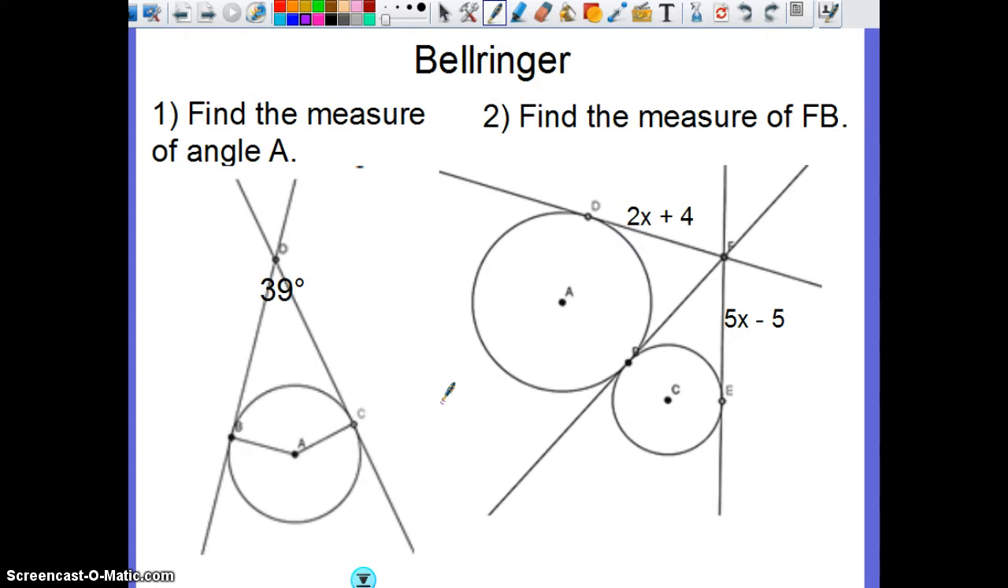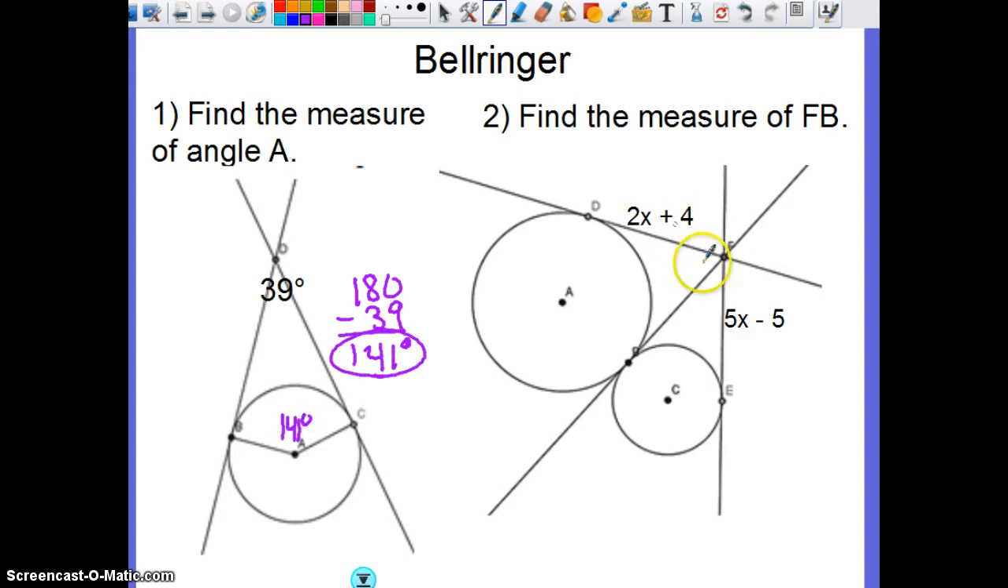To find the measure of angle A, in this scenario we know that these angles are 90 degrees, they'll always be 90 degrees, and so that means that these opposite angles are going to have to add up to 180. So if you do 180 minus 39, it gives you 141. That will be the measure of angle A right there.